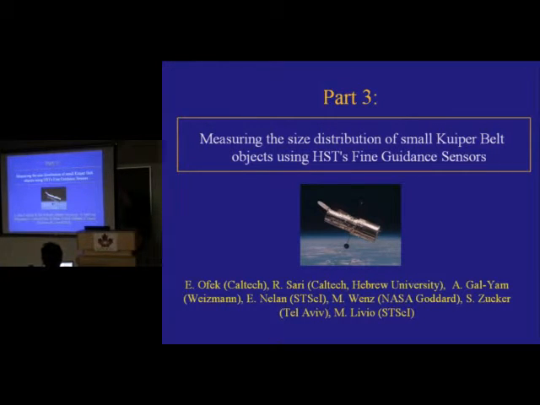And then in the very last 10 minutes, I want to share some exciting new work with you. I'm leading a project that aims to measure the size distribution of small Kuiper belt objects. And small now means objects that cannot be directly detected from Earth, objects so small in the Kuiper belt that they don't reflect enough sunlight for us to see them directly. And I'm not doing this work on my own. My collaborators are Aaron Offwick, Ran Sari, Aushai Gayam, Ed Neil, Mike Wen, Shai Zucker, and Mark Media.